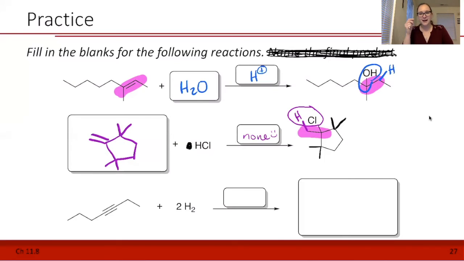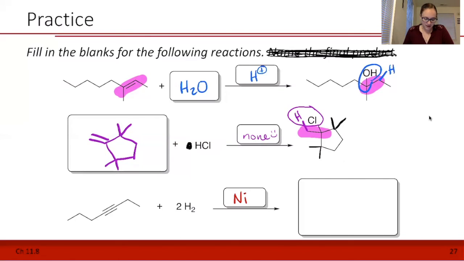Okay, and then our last one, we have a hydrogenation reaction. And so we start with an alkyne, and we have a hydrogenation reaction. We need to put a catalyst for our hydrogenation reaction. So hydrogenations, we know we need a metal catalyst. So you could have put platinum, nickel, or palladium. I love nickel, so I'm going to put nickel in there. I use nickel every day, guys.